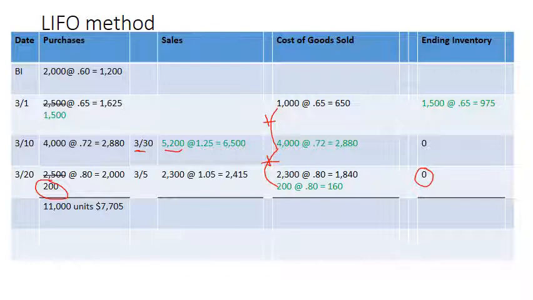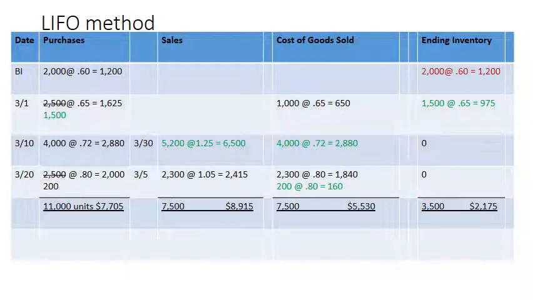So this whole 4,000 here is now going into cost of goods sold, which is why this is 0. We need 1,000 more units. So if we take the 1,000 out of here, there's 1,500 of these units left. So after this 1,000 has been consumed in cost of goods sold, there's 1,500 left sitting in ending inventory. So if we continue on, the 1,500's here, we haven't touched this, so that's sitting in ending inventory.